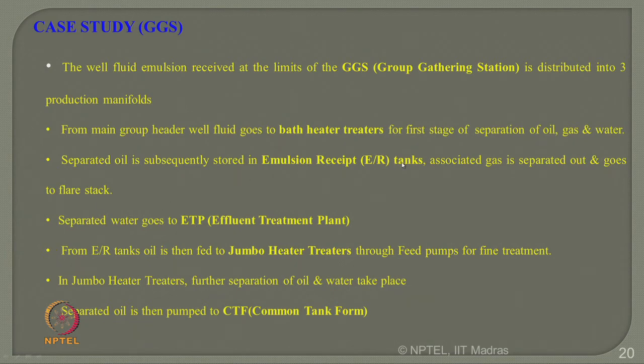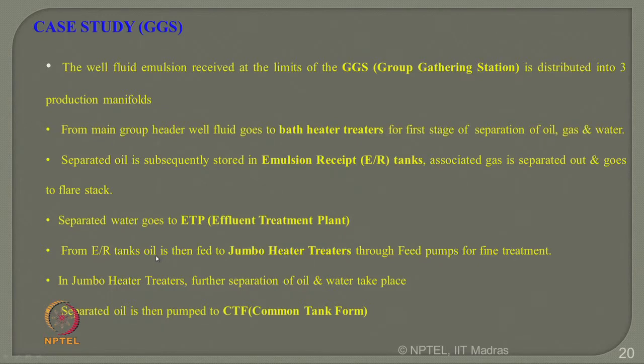From the emulsion recipient tank, which now contains only the oil, the oil is fed to the jumbo heater treater, and you require feed pumps for finer treatment, because the jumbo heater treater maintains the temperature and pressure to process the oil so that it can be used for commercial applications. In the jumbo heater treater, further separation of oil and water takes place, because there are some paraffins present in the oil which should be separated off further. The separated oil alone is then pumped to the common tank form, which we abbreviate as CTF.